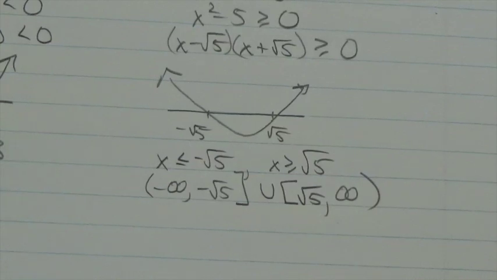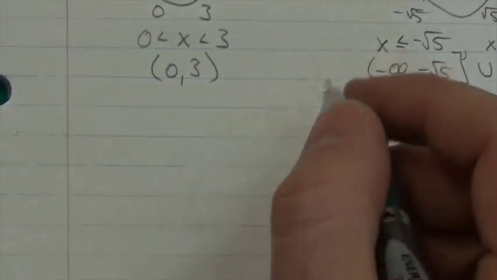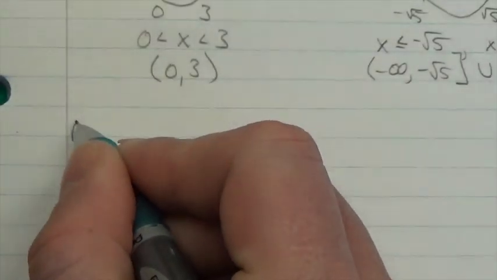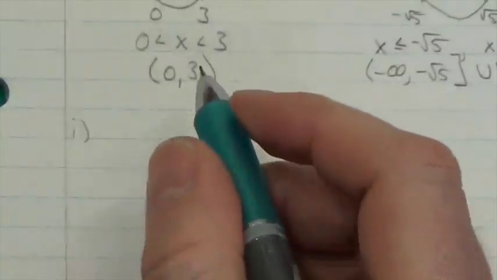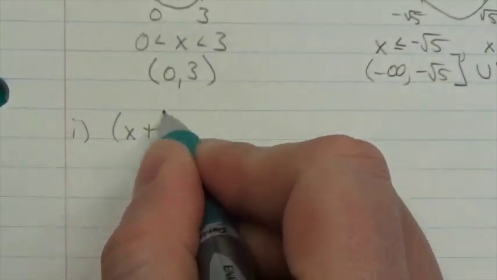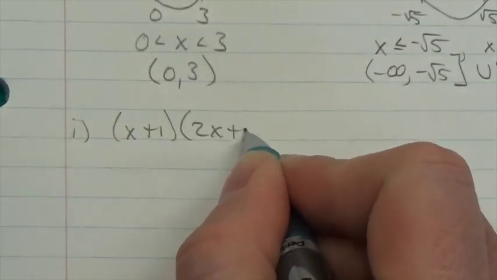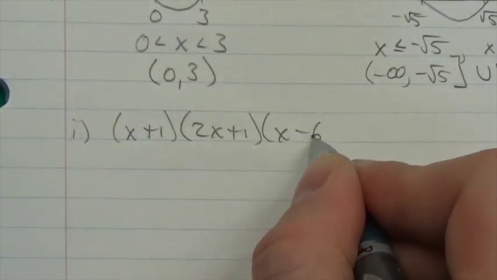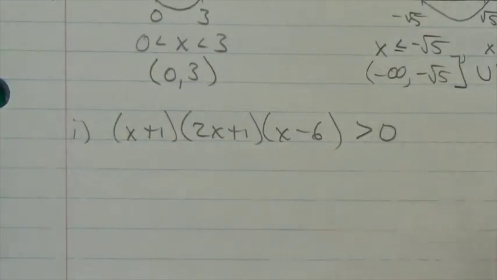All right, a couple more. Let's go back and take a quick look at E, F, G, H. Sorry, I meant I now. Just a couple more. x plus 1, 2x plus 1, x minus 6. And I'm interested in where this is greater than 0.